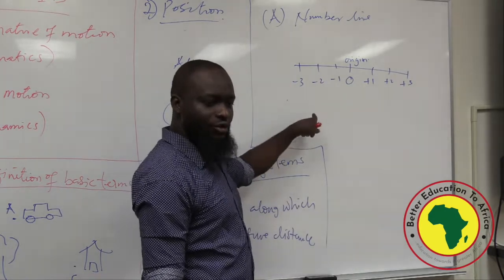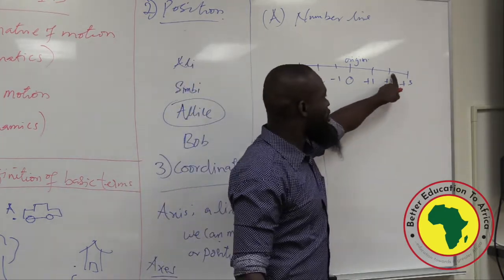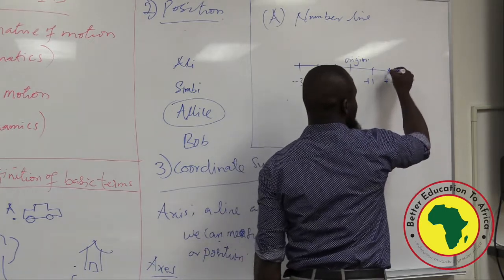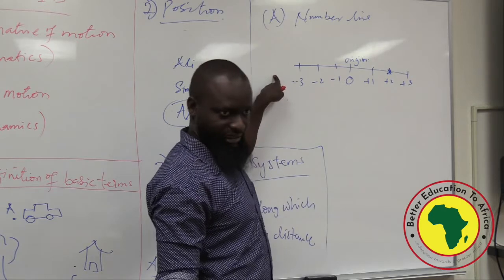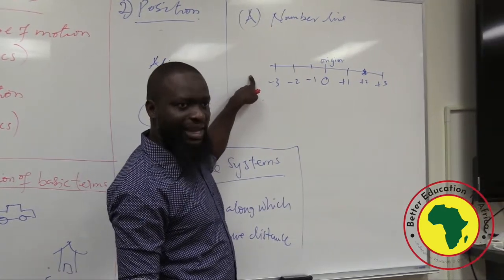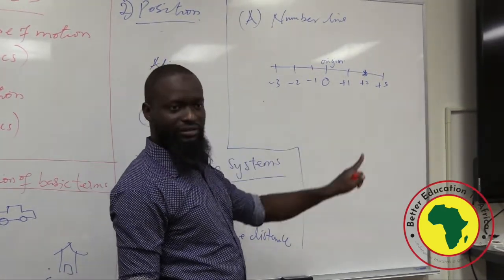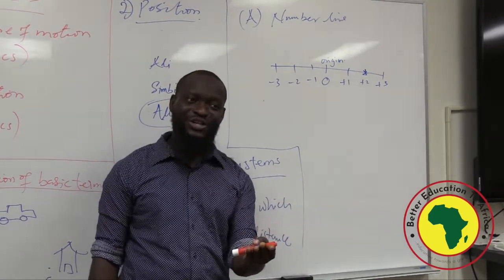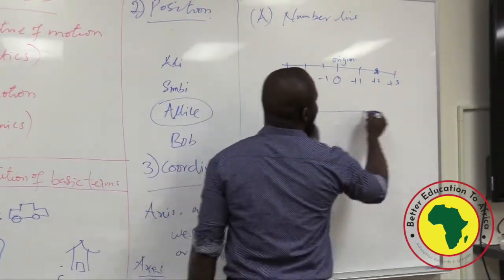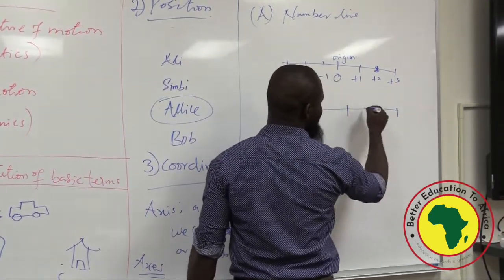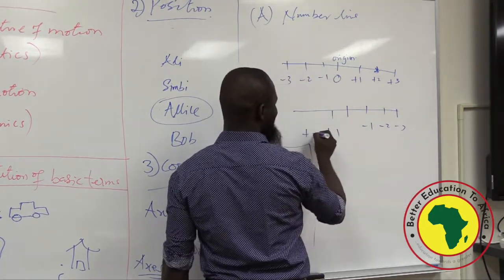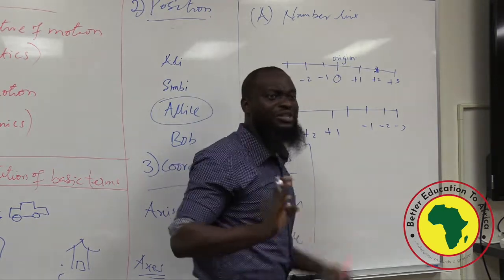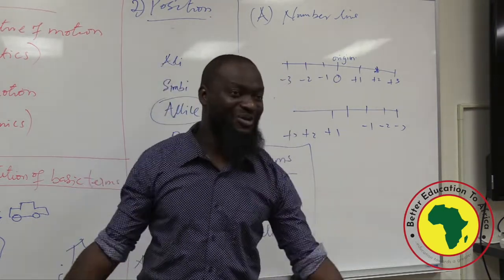So I can tell you an object is at the point plus 2. You can easily locate that from the origin. An object is at the point minus 3. It's a number line, just one axis. But it's also your choice. You can decide to say, no, I want to have my minus axis on this side. Minus 1, minus 2, minus 3, and my plus 1, plus 2, plus 3. It's your choice. But before you do anything, define what you're doing.